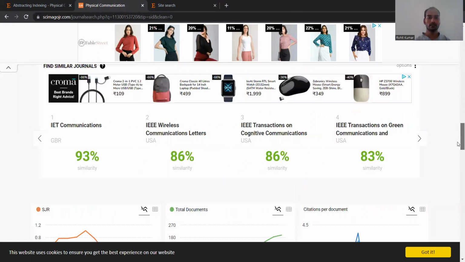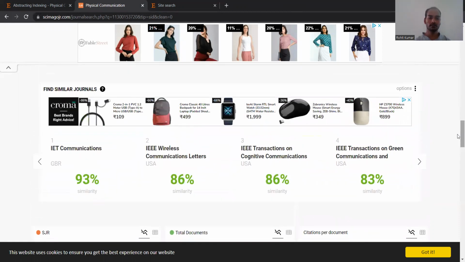So I think these are the different details. Then if your work doesn't get published in this particular journal, here are some other related ones, like IET Communications, IET Wireless Communication, IEEE Wireless Communication Letters, IEEE Transactions on Cognitive Communication, IEEE Transactions on Green Communications. And I think this is also a very new journal. Okay, so you need to take care of different sorts of statistics also.